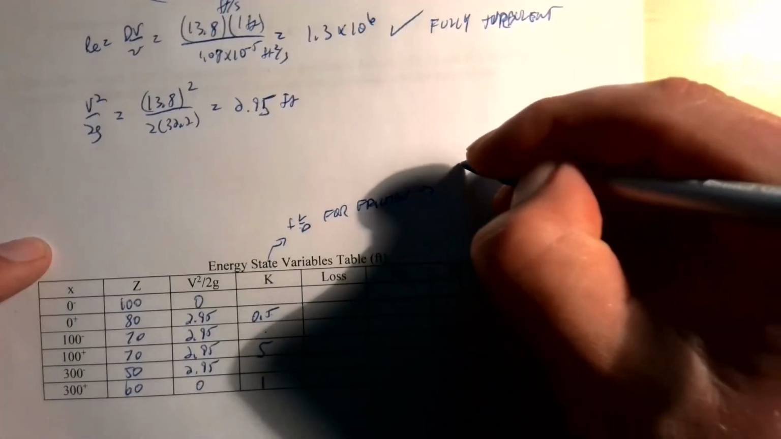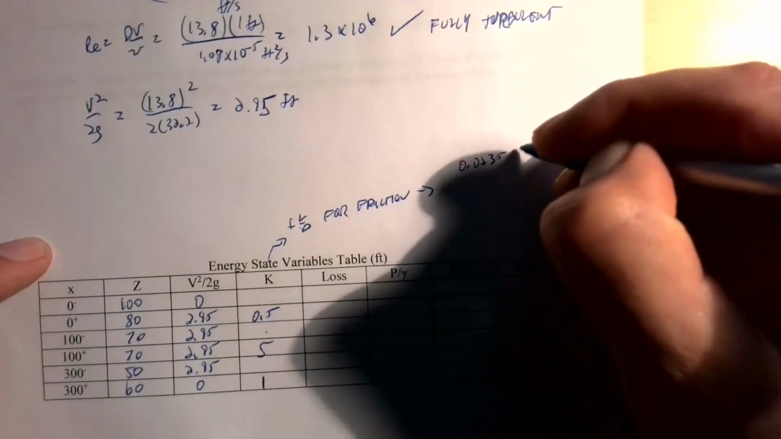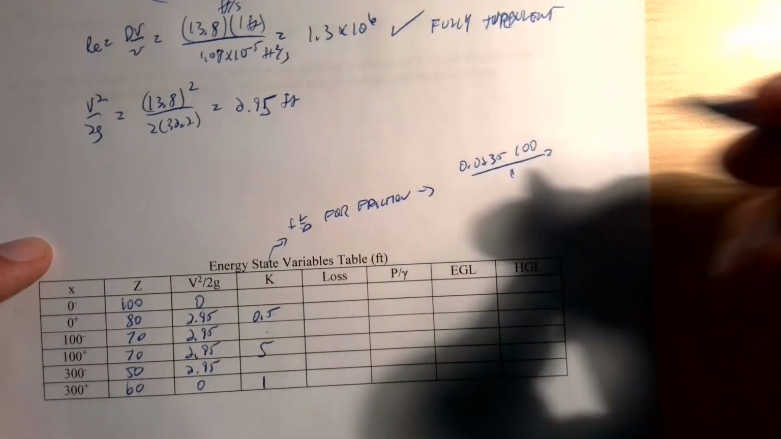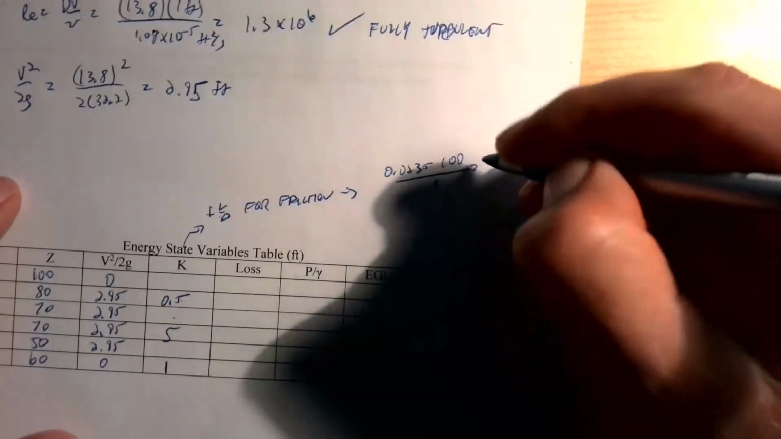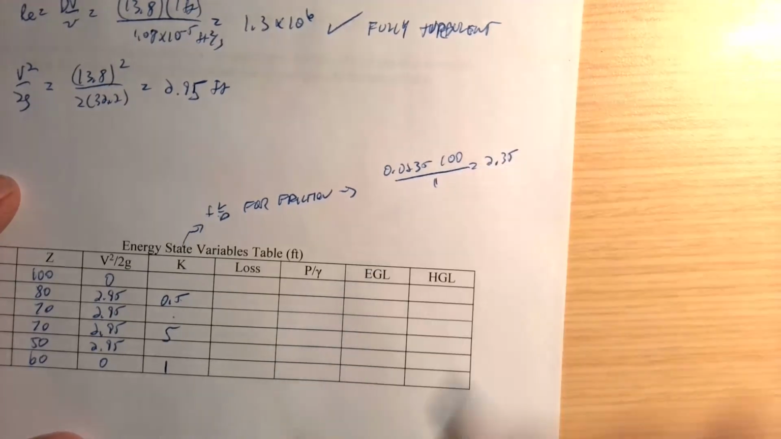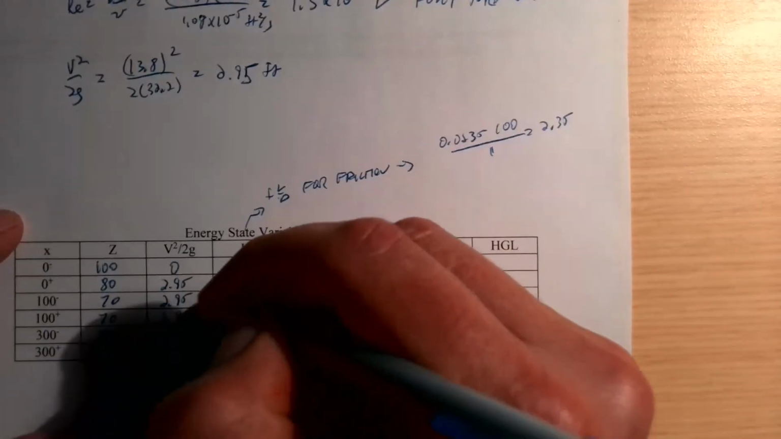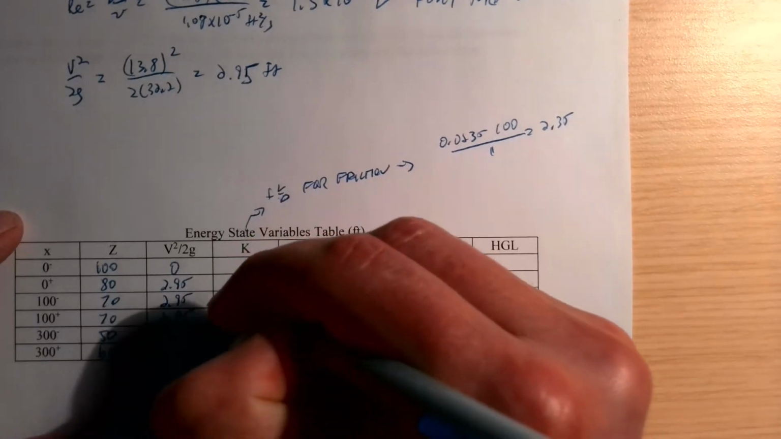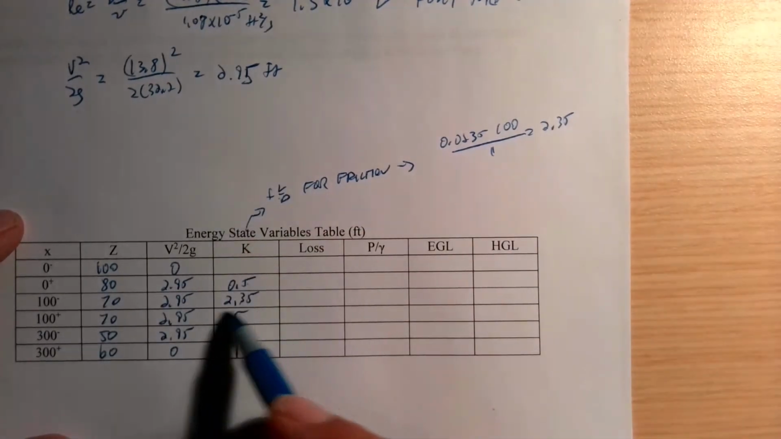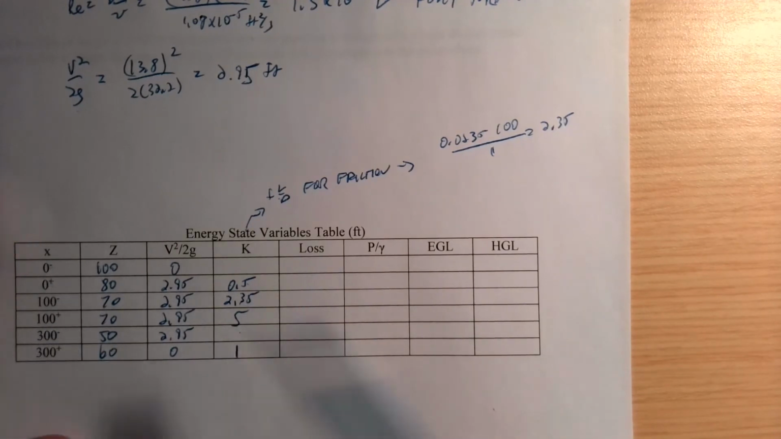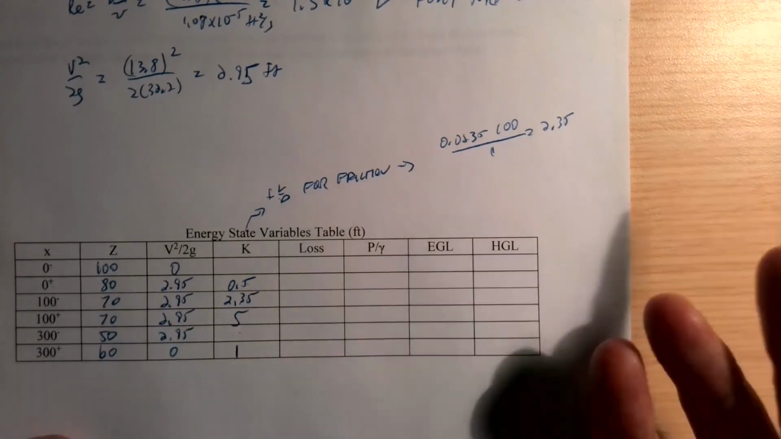Okay. So 0.0235 times 100 over 1. The math works out to be not so hard. I can do it by hand. 100 times 0.0235 is 2.35. So that is the loss K, if you will, between those points. And then down here it's going to be twice that because it's twice as long.